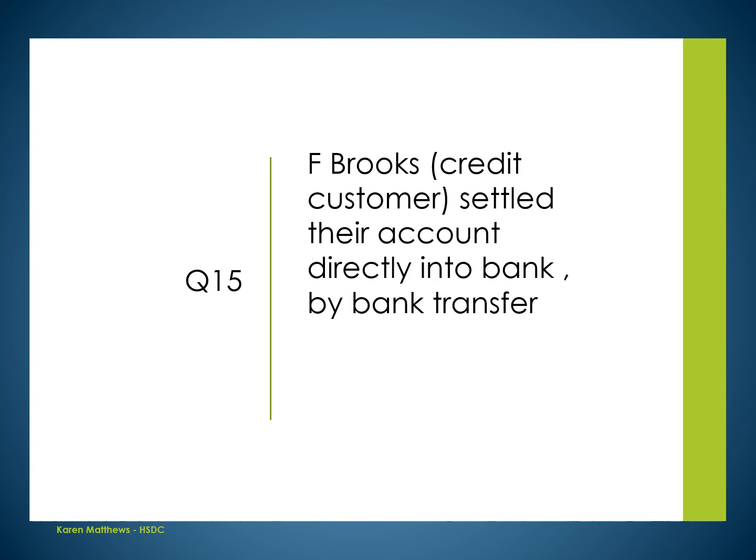Number 15, F. Brooks, who's our credit customer, settled their account directly into the bank account by bank transfer. So we've received a credit transfer from F. Brooks, who's our credit customer. So that means that the bank balance is going to be increased. So we need to debit the bank account to increase that asset, and we're going to credit F. Brooks, the trade receivable account. Don't be tempted to put this one into sales. We already recorded the sale when that was made, and I think we also dealt with some returns that F. Brooks had made. So now they've settled the balance of their account, we need to credit their account to reduce that down.